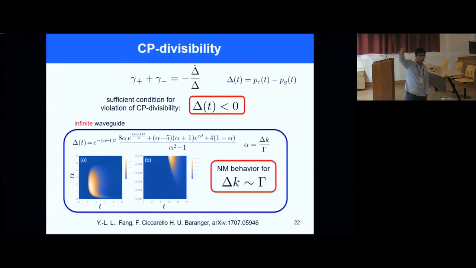So delta starts positive. Then if it happens to take negative values at some instant of time, it means that there must be an instant of time where delta becomes negative along with its derivative. If this is the case, then the sum of these two rates is negative, so one of these two rates must necessarily be negative. And so that means that the rates in the time-dependent master equation are not assured to be positive all the time. So the possibility for this quantity to take negative values is a sufficient condition for a violation of CP divisibility to take place. In the case of the infinite waveguide, we could work out this quantity here analytically.